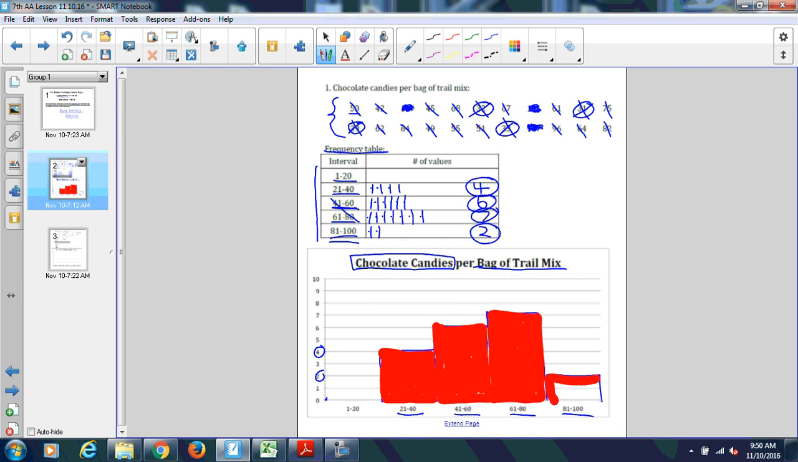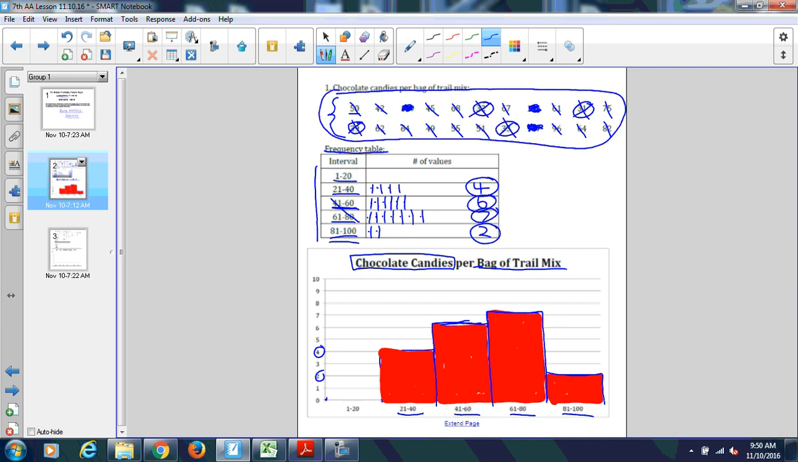We color it in. So these are still our bars, but I hope you can see by now that this picture that we've created really represents this whole data set in just a glance.